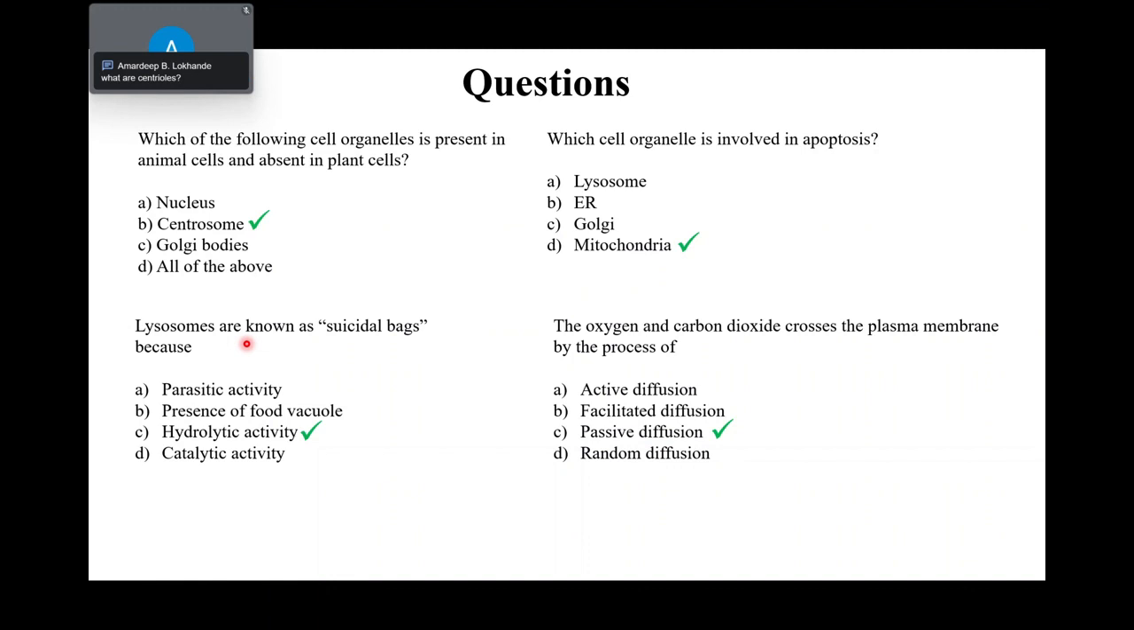Yeah. So the lysosomes are called suicidal bags because of the presence of hydrolytic activity. They have hydrolases, which lead to the rupturing of the cells. And oxygen and carbon dioxide move via passive diffusion. Basically, they move across their concentration gradient, from a higher concentration to a lower concentration region. Yeah. So like I was mentioning, we will now be discussing the cell cycle.